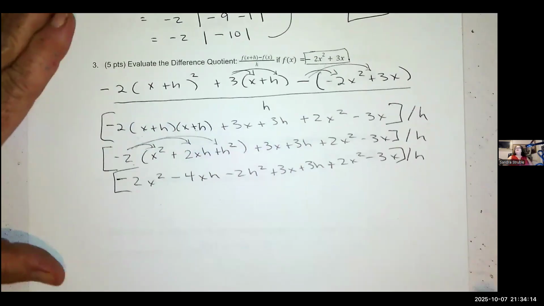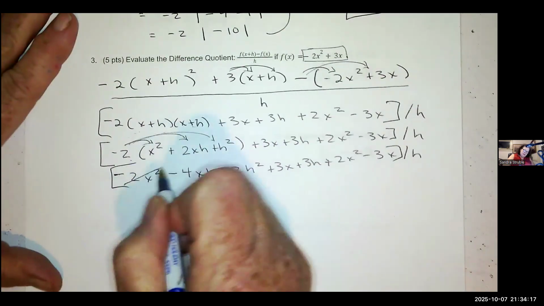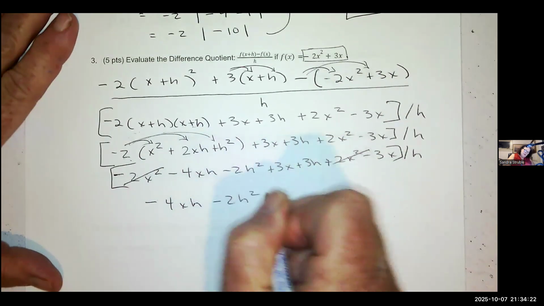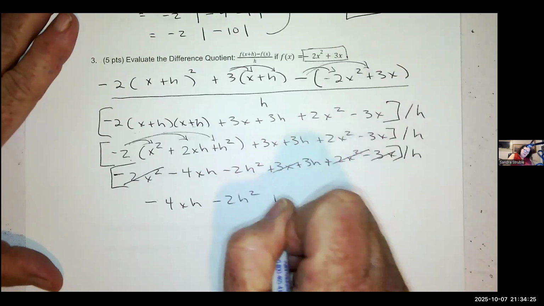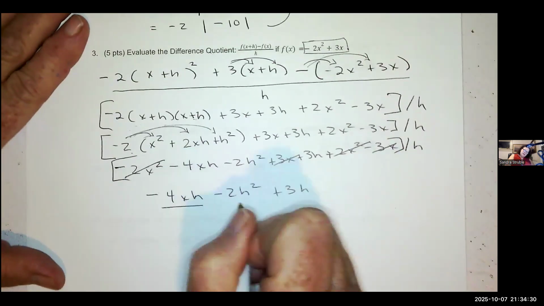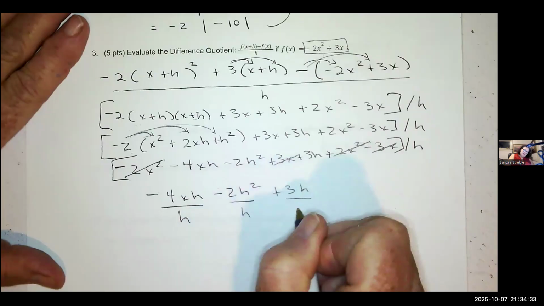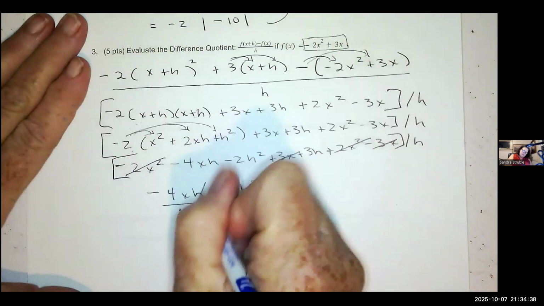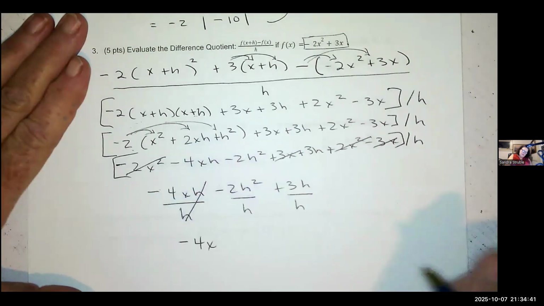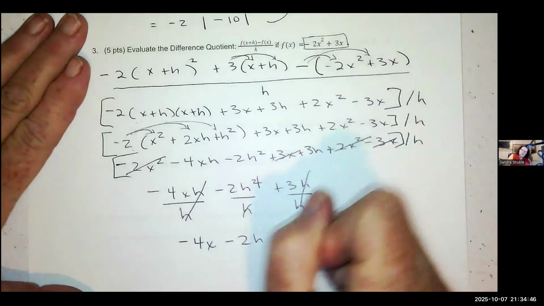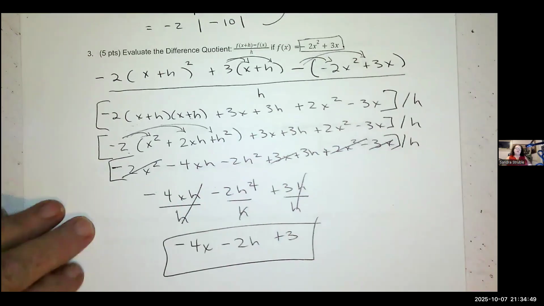All right, now we simplify. The 2x squareds are gone. I'm left with -4xh minus 2h squared. The 3x's are gone, plus 3h. Now, whenever I bring in the divided by h, I find it's easier for students if they do it on a per term basis. There are fewer mistakes made, and then you just reduce per term. So -4x, this reduces and gives you a 1h, so -2h, and these reduce and give you 3. There is your difference quotient for this one.